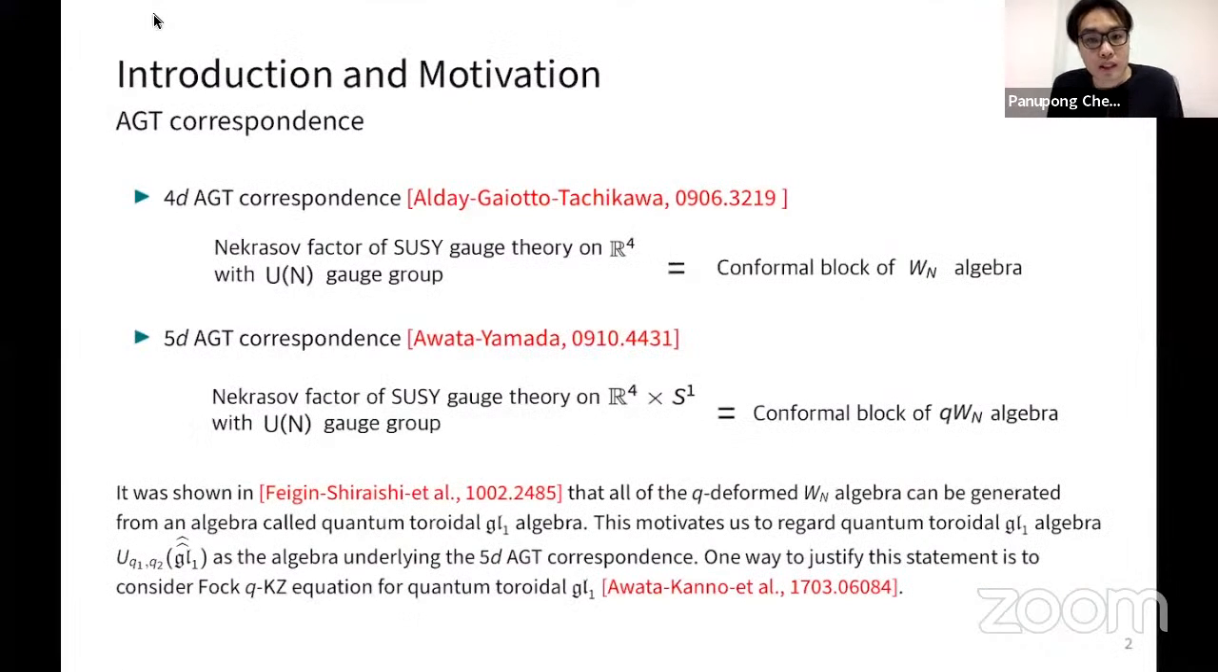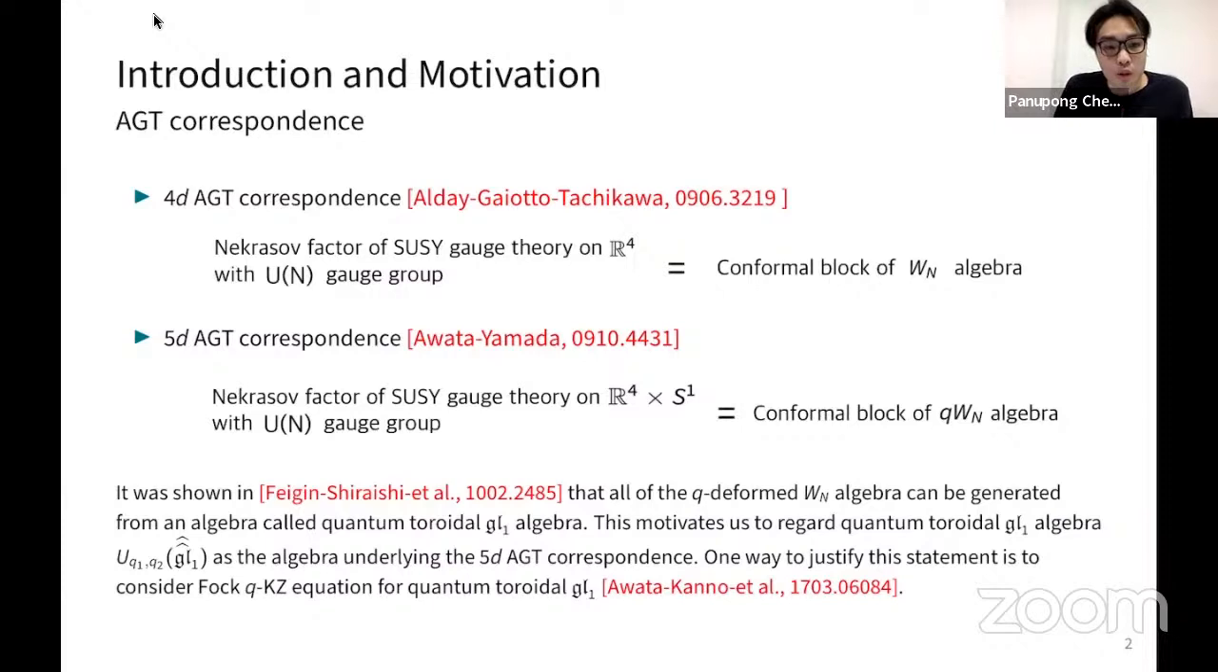So in 2009, Alday, Gaiotto, and Tachikawa discovered the correspondence between the Nekrasov factor of N=2 supersymmetric gauge theory on R^4 with U(N) gauge group and the conformal blocks of the U(N) algebra. Soon after that, Awata and Yamada lifted this correspondence to the 5-dimensional version: the Nekrasov factor of N=1 supersymmetric gauge theory on R^4 × S^1 with the U(N) gauge group is equal to the conformal blocks of the q-deformation of the U(N) algebra.